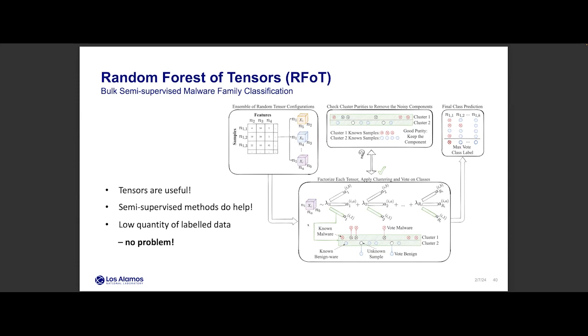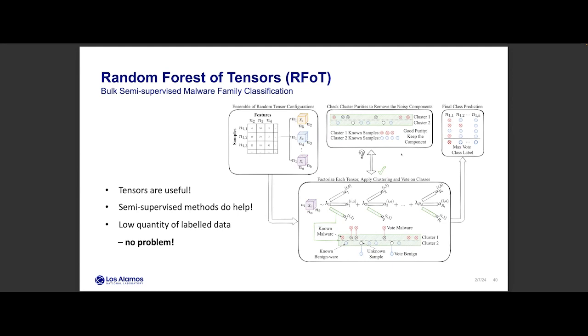And here, how the clustering happens is the semi-supervised part. The factorization here is unsupervised. But if you look at one of the latent factors, you use your low quantity of labeled data as a reference against unlabeled ones, that's semi-supervised, and perform voting on your sample labels. And at the end, after you do this through each of your random tensor configurations, you do a max vote, let's say, to get to a final decision. This method showed that tensor decomposition can do malware classification, and semi-supervised can help because I don't need a lot of labeled data. So that was a good thing.